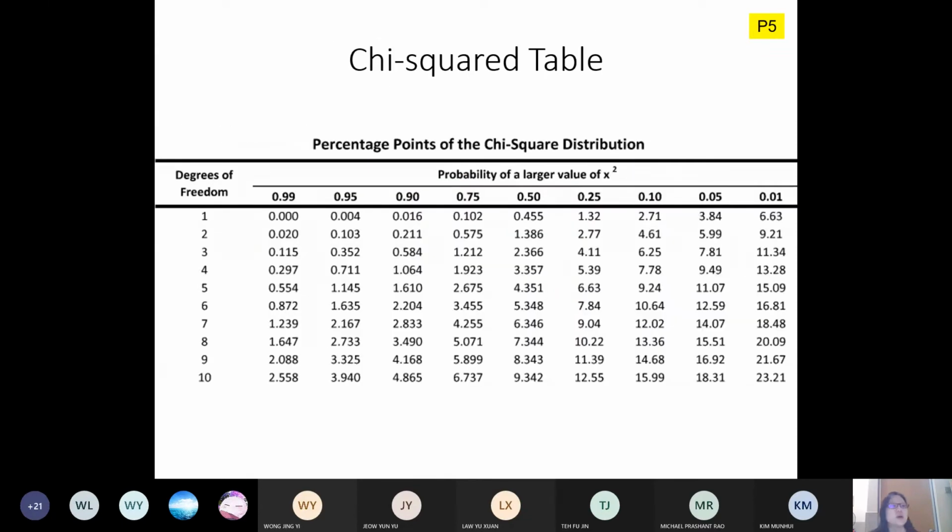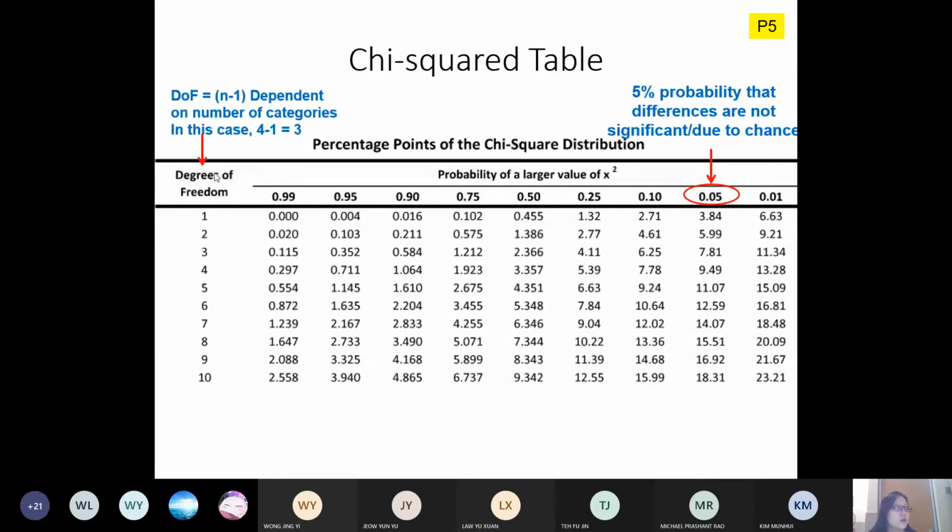Okay, so let's look at our chi-squared table. This is how it will look. Let's look at, again, p equals 0.05. P means probability. This means there's a 5% probability that it is due to chance, which means a very low probability that it's due to chance. And also, we realize that our degree of freedom is 3. So this is our critical value right here. The value in the table is 7.81.